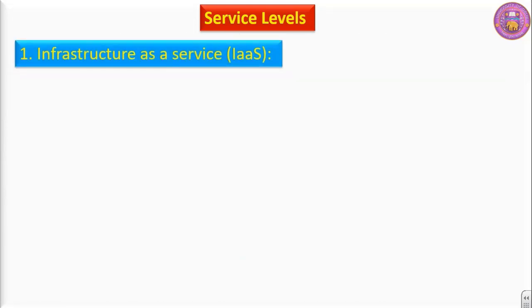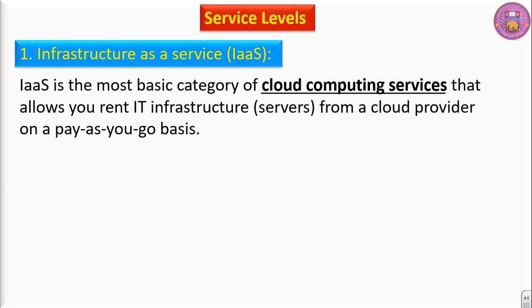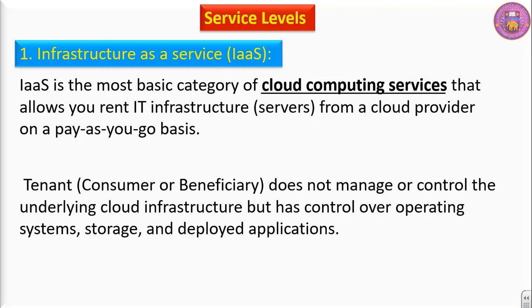Infrastructure as a service, IaaS. IaaS is the most basic category of cloud computing services that allows you to rent IT infrastructure, that is servers, from a cloud provider on a pay-as-you-go basis. It means you can hire the services for servers. Tenant, that is consumer or beneficiary, does not manage or control the underlying cloud infrastructure but has control over operating system, storage and deployed applications.